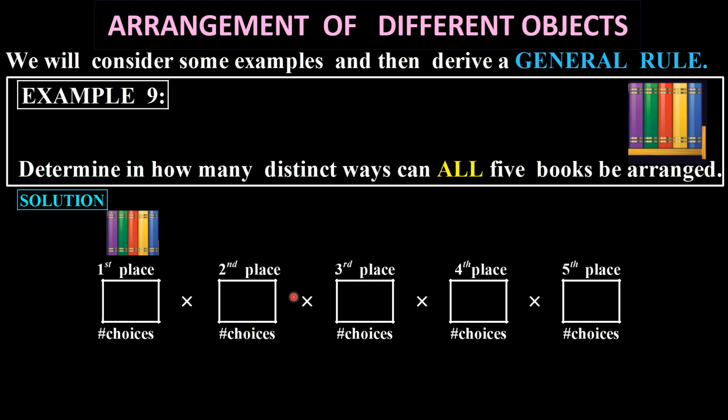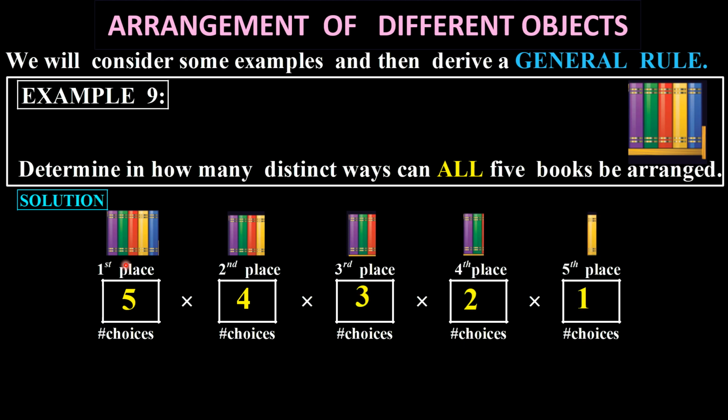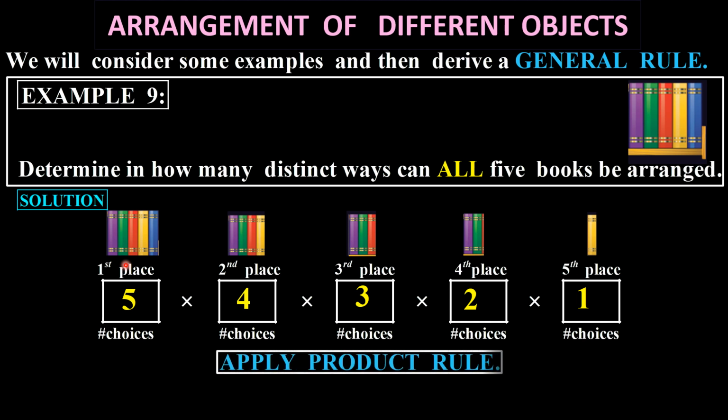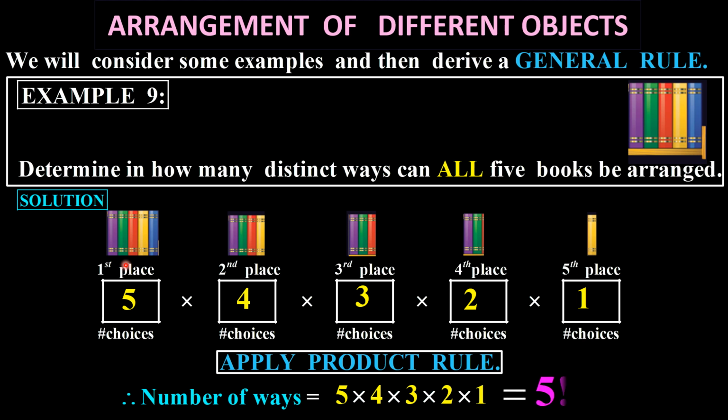There are 5 places for the books. Let's look at the first place. How many books do we have? We have 5, so any of the 5 can fit there. Second place, we've used up one of the books, so we only have 4 more books left. Now we only have 3 more books left. Then we have 2 more. And then lastly, I only have 1 more. We can apply the product rule here, and then we get the total number of choices. If we have different objects, it's going to be 5 times 4 times 3 times 2 times 1.